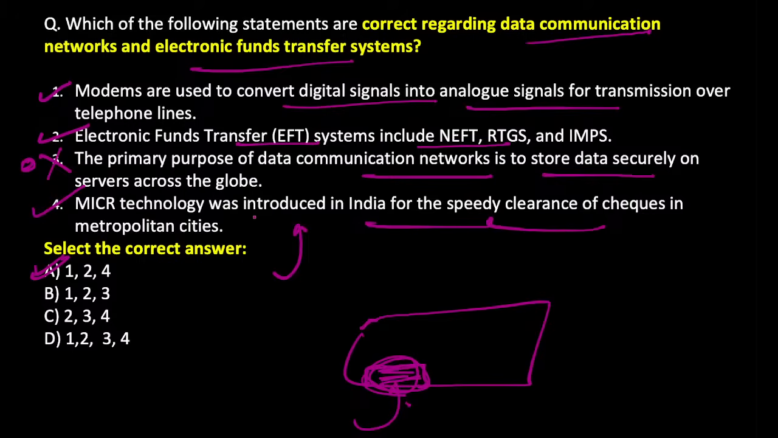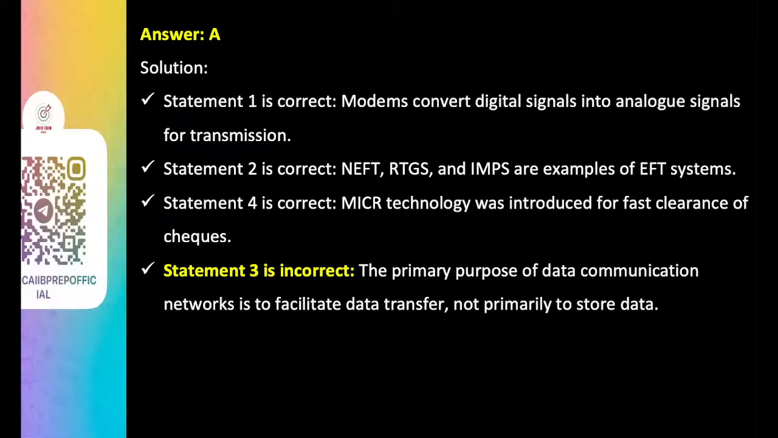So you have to apply a bit of a trick. You have to use this kind of elimination. That will help you, or that will save you from marking any wrong answers. So the primary purpose of a data communication network is to facilitate data transfer, not to store data. So that is the case.